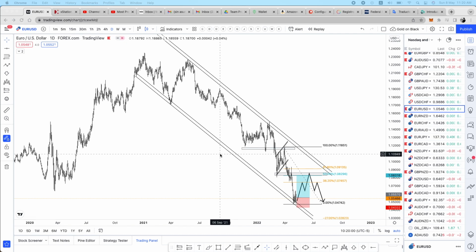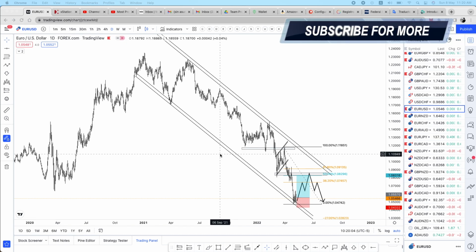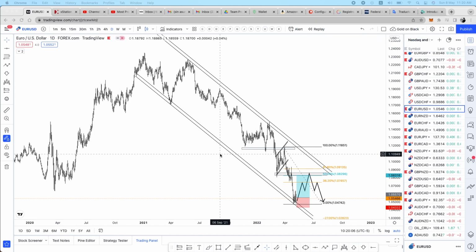It's very hard for a market that is choppy, it's very complicated to make a decision. Is it going to buy? Is it going to sell? It's just going up and down, up and down, up and down.